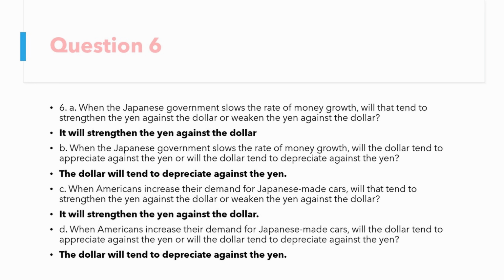And for question 6, we're looking at scenarios involving the Japanese yen and the US dollar. When the Japanese slow the money growth rate, the yen starts to become worth more, so it strengthens the yen against the dollar, which also means that the dollar is depreciating against the yen. And for part C and D, when American demand for Japanese-made cars increases, it's going to strengthen the yen because there's higher demand for it. And again, the dollar will depreciate in value as compared to the yen as a result.